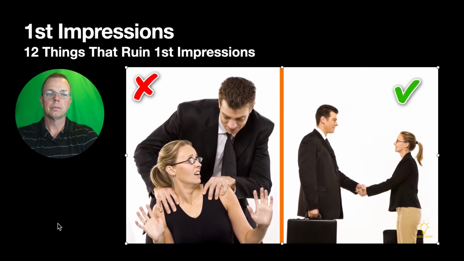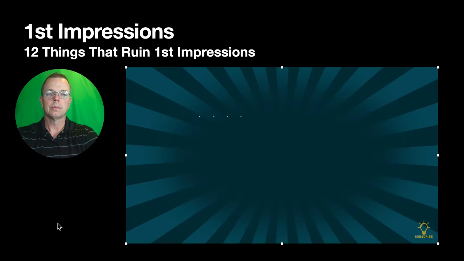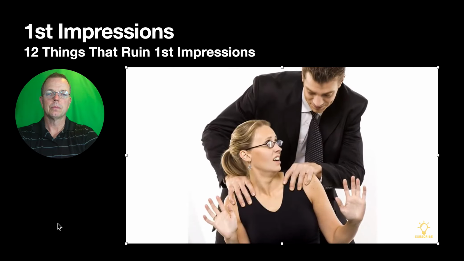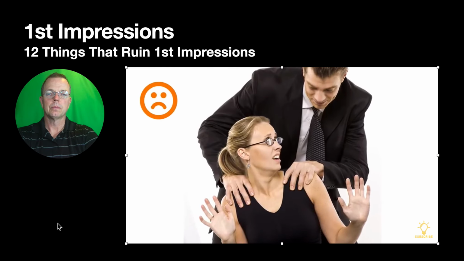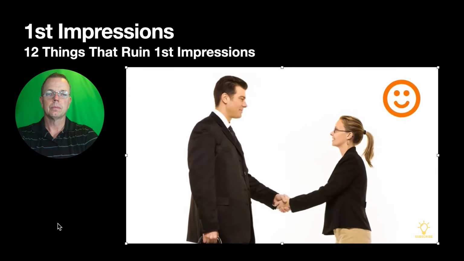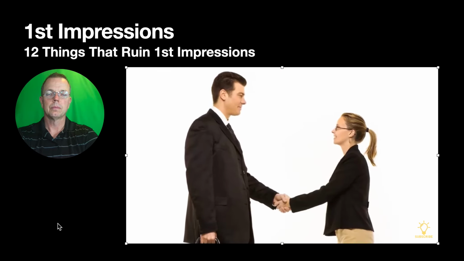When it comes to meeting someone for the first time, keep a minimum of 4 feet between the two of you. If you stand too close to them, you may come off as aggressive. But if you stand too far away, you seem uninterested. Just try to find a happy medium and stick to it.